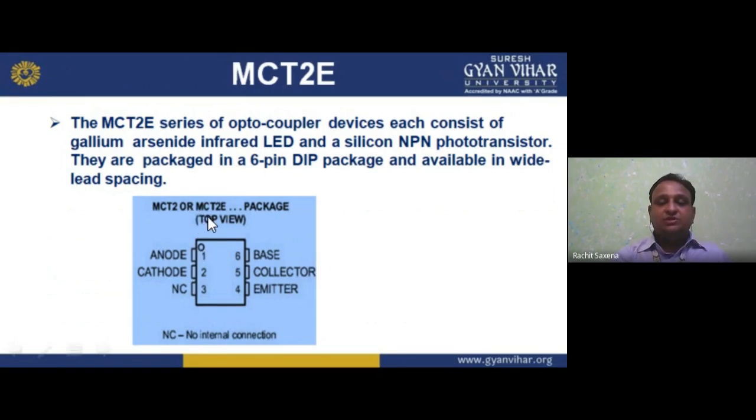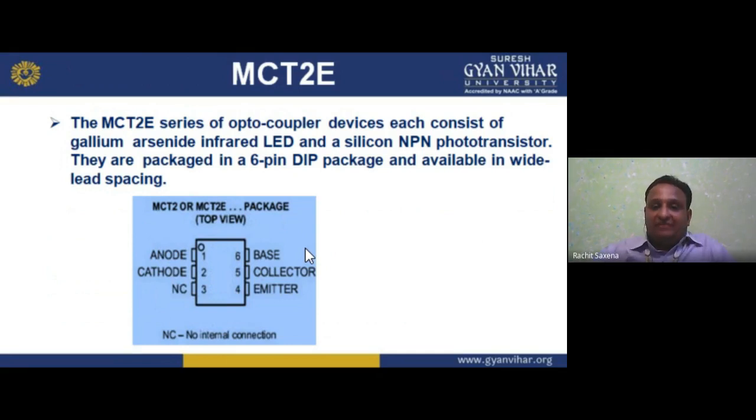MCT2E package, top view. The anode is the first pin, the cathode is the second pin, and there is no connection to the third pin. Pin 6 behaves like the base of the phototransistor, on pin 5 we connect the collector because the transistor is there, and on pin 4 we connect the emitter. So NC means no internal connection, which we have at pin 3.